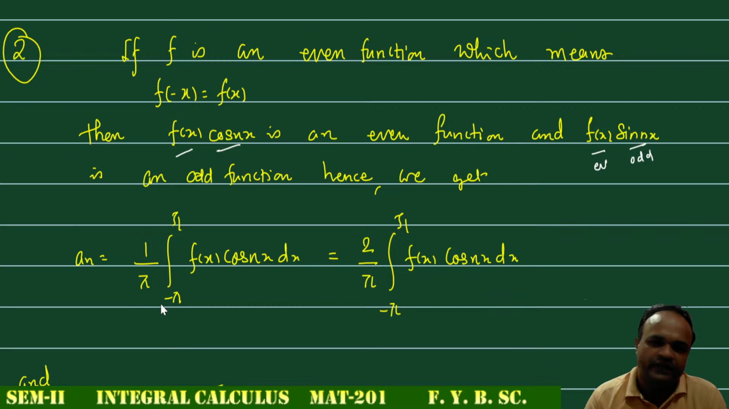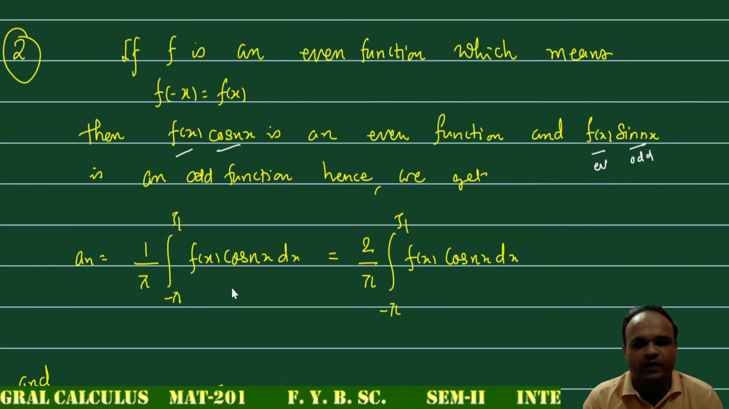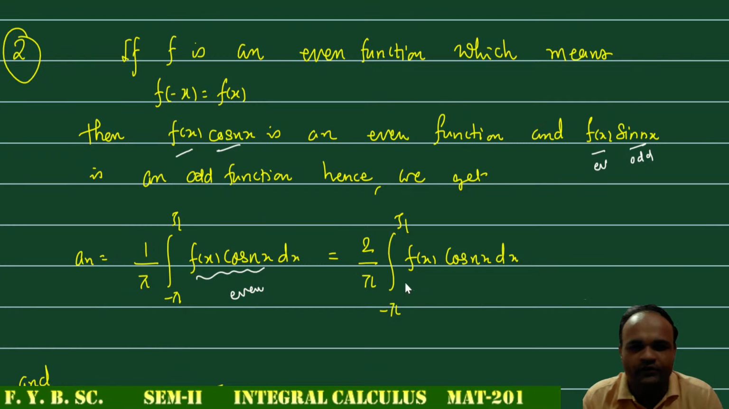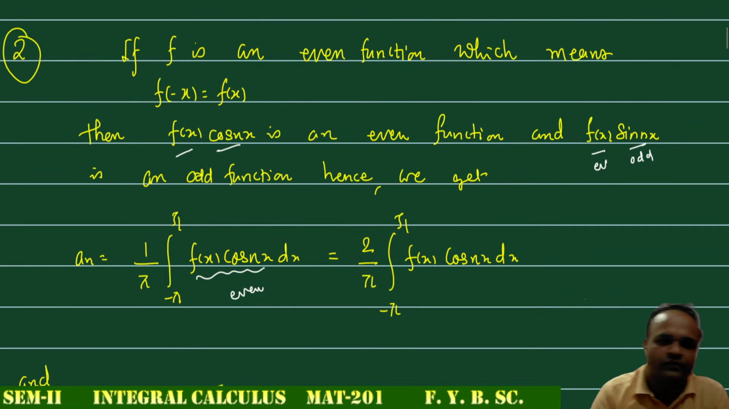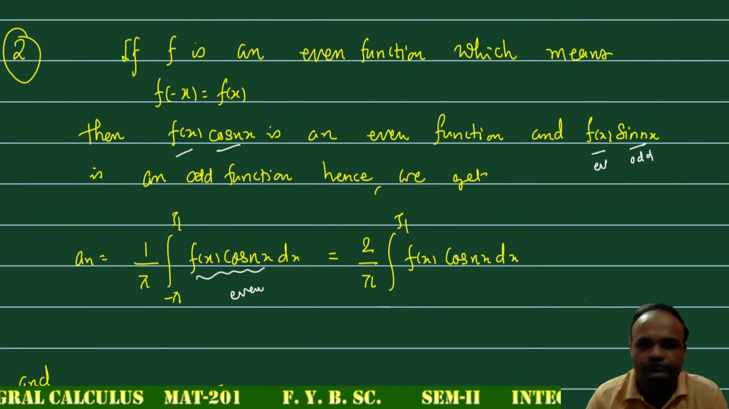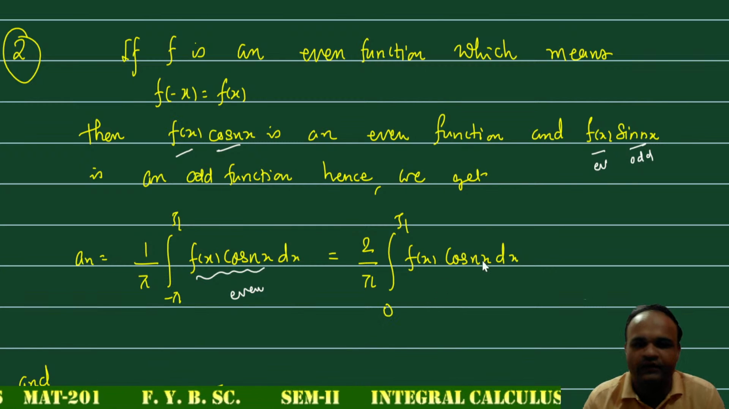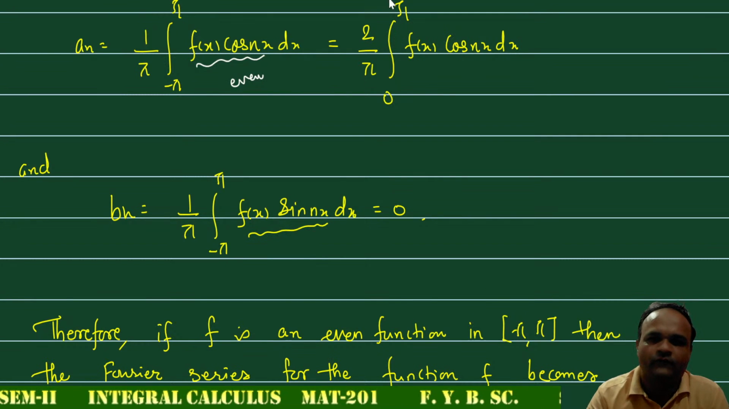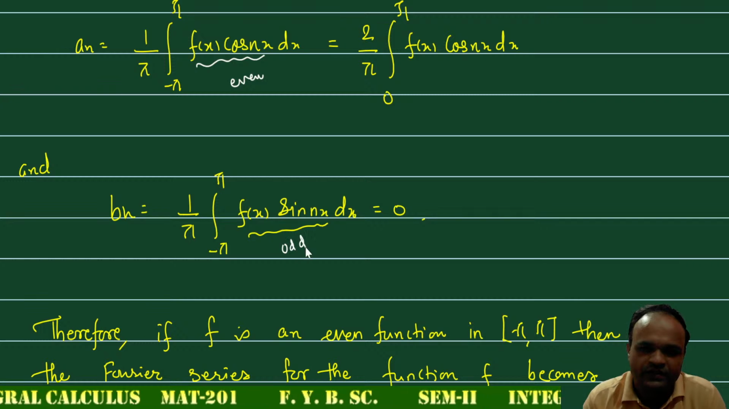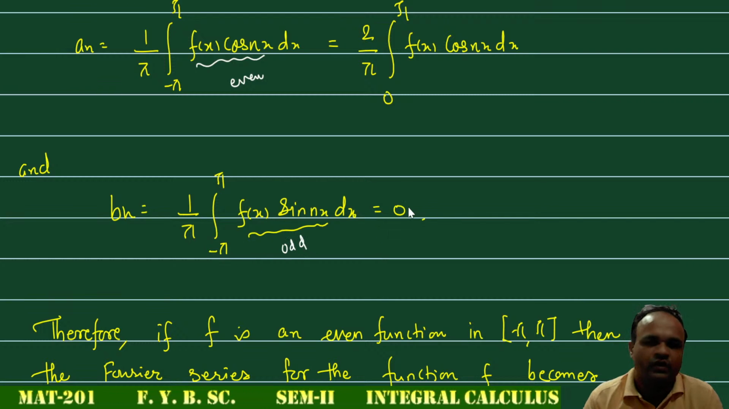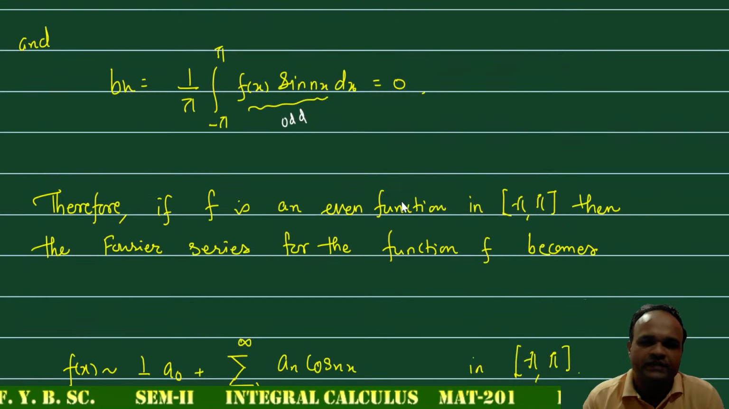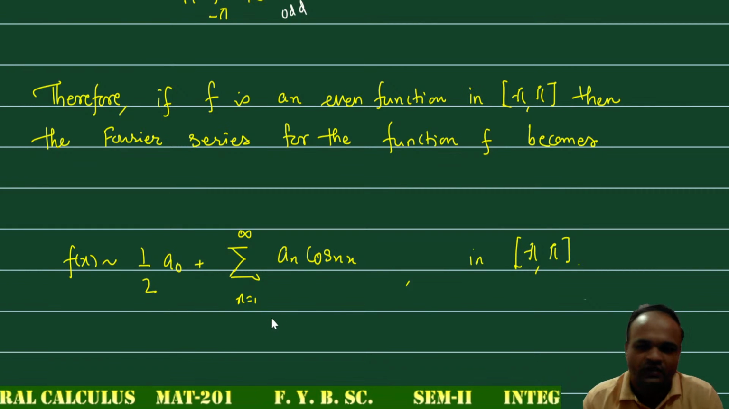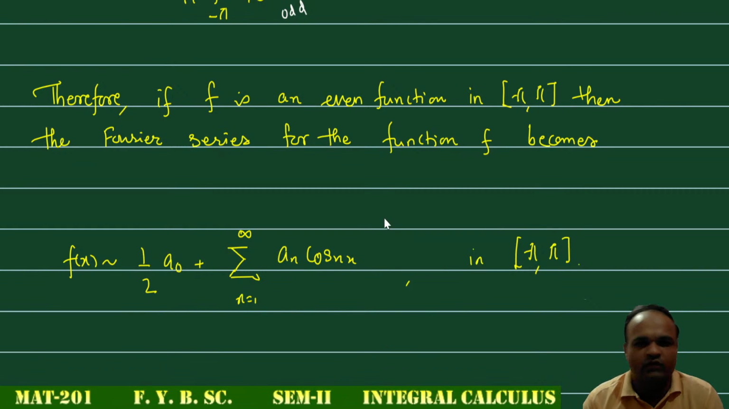Hence an in that case will be 1 upon pi integration from minus pi to pi f(x) into cos nx, which is an even function, so it will be 2 times 1 upon pi integration from 0 to pi f(x) cos nx dx. And f(x) sin nx will be an odd function, and therefore this integration will be 0. So if f is an even function, then the bn's are 0, and the resulting Fourier series is given by half a0 plus summation an cos nx, n varies from 1 to infinity.